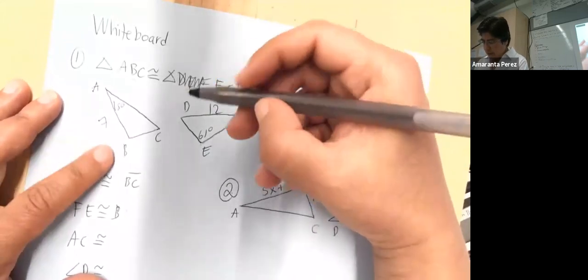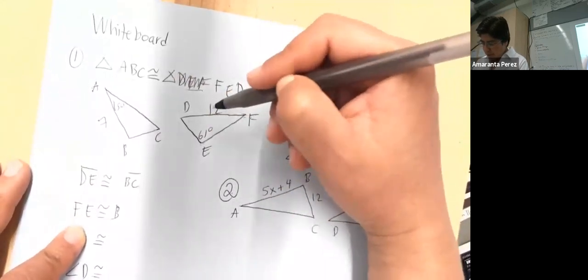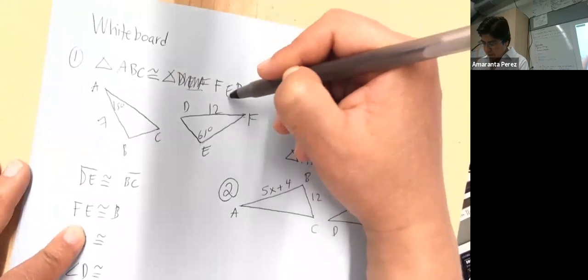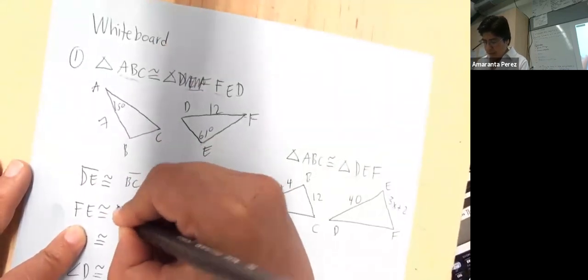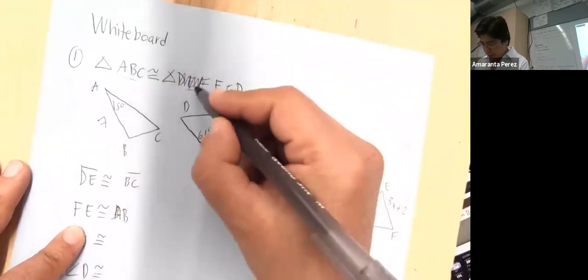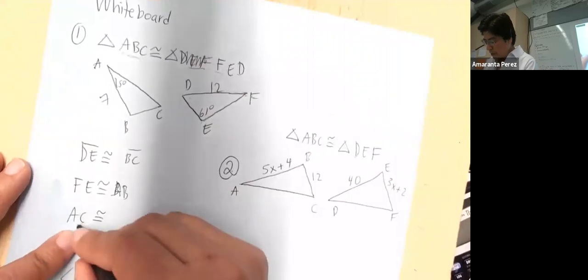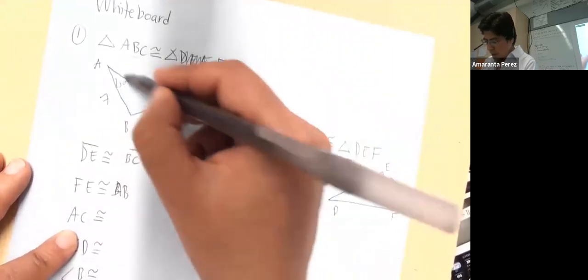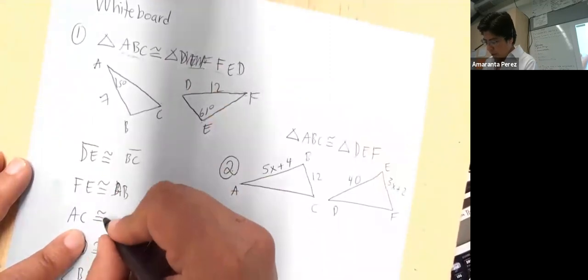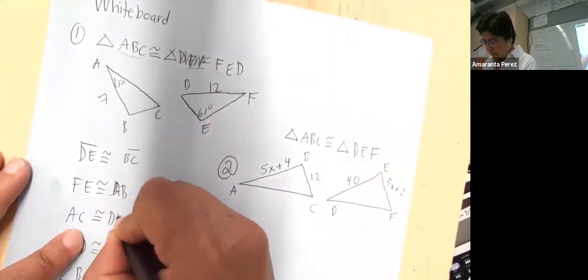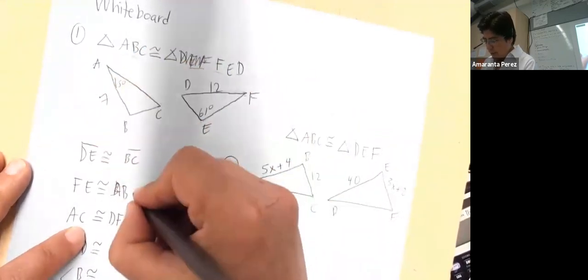So then if I'm looking for FE, FE is AB here. So the letters are AB. Yeah, I did. Sorry, I made a mistake. Then AC is the longest one, so it's going to correspond to the longest one here, which is AC is going to be DF, which in this case is 12. And then AB is 7.